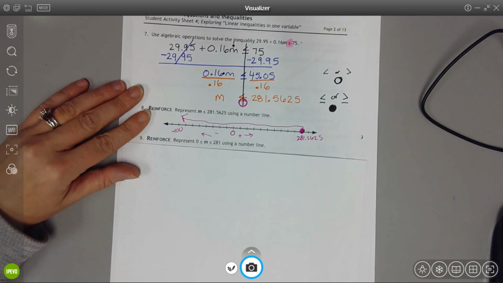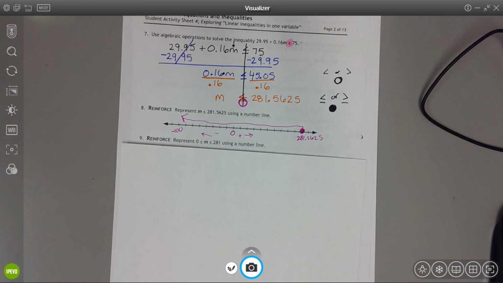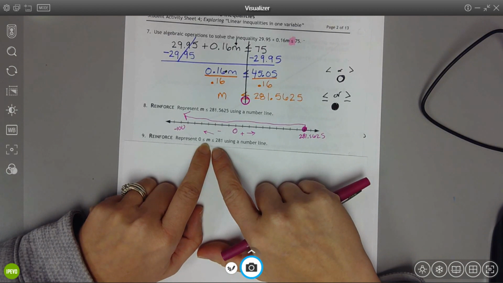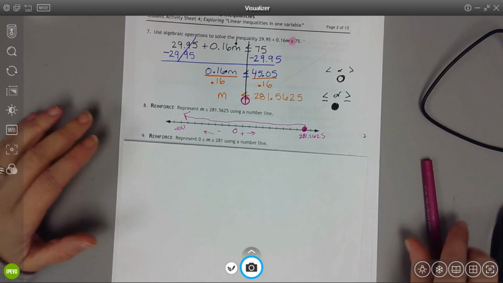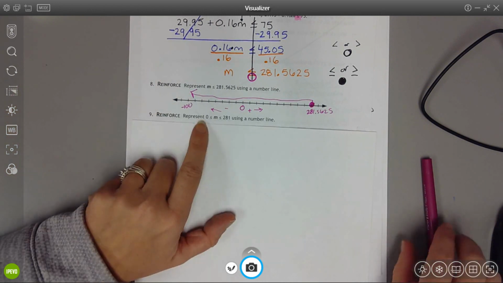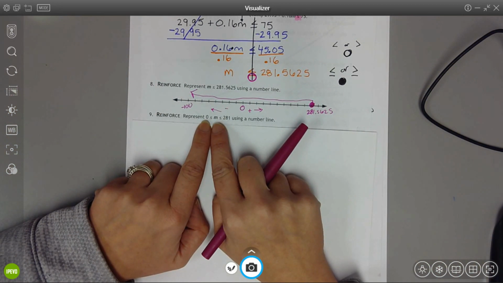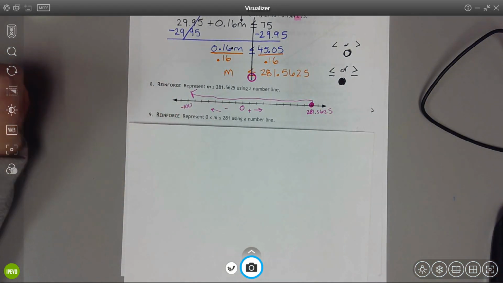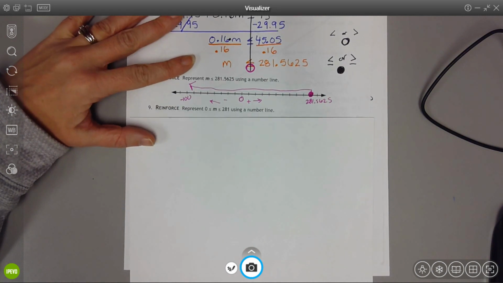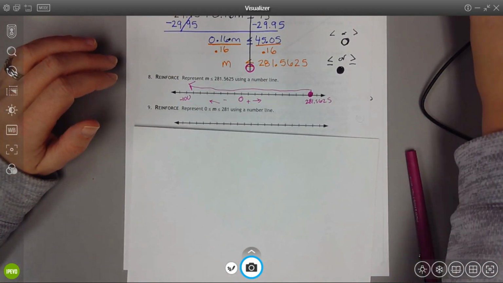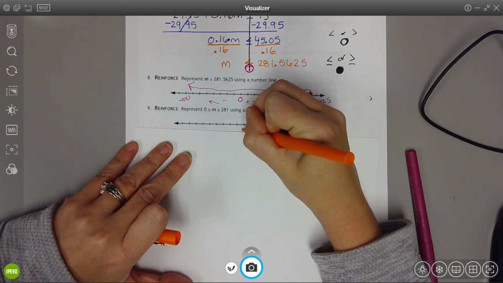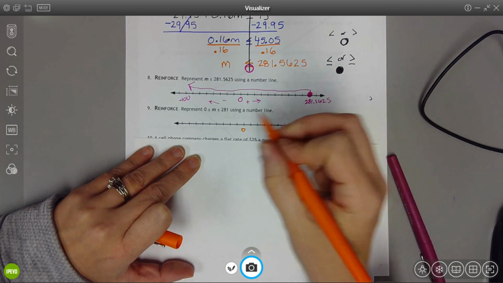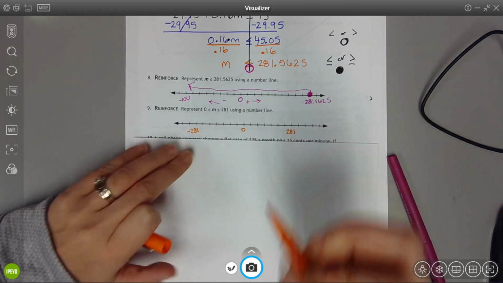Okay. Now they want us to do this a little bit different. This time they want us to do 0 is less than or equal to m, which is less than or equal to 281. Okay. So guys, this is more like money right here. We can't spend a negative amount of money. Okay, I guess that's what they call spending money you don't have. But with that, what I'm going to do here is just like I did before. I'm going to put my 0 here. I'm going to put my 281 over here, and I'm going to put negative 281 over here.